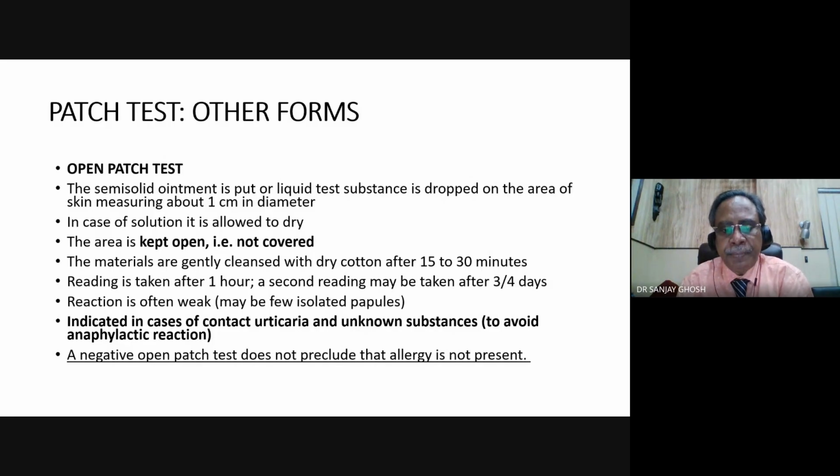And a negative open patch test does not preclude that allergy is not there. But still you should be careful. Whenever you suspect contact urticaria, if you do patch test, it should be open patch test. Then you can avoid reaction.